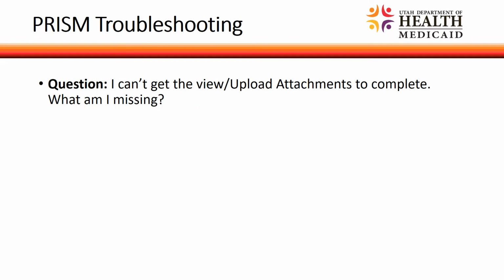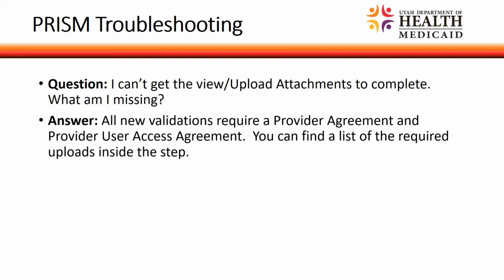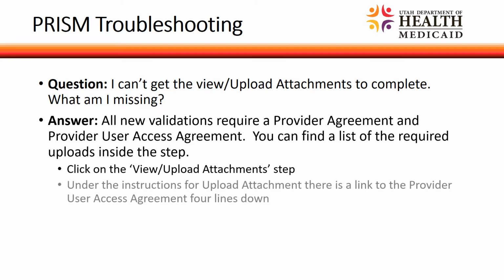And another frequent question: I can't get the View Upload Attachments to complete. What am I missing? All new validations require a provider agreement and provider user access agreement. You can find a list of the required uploads inside of the step. You first click on the View Upload Attachment step, and then under the instructions for Upload Attachment, there is a link to the provider user access agreement 4 lines down.